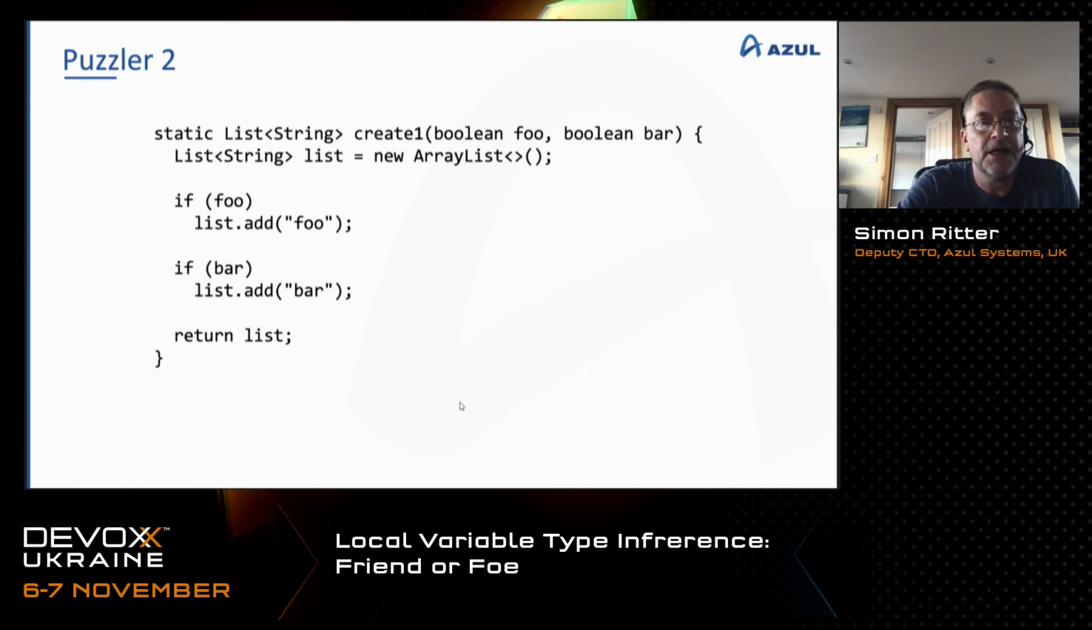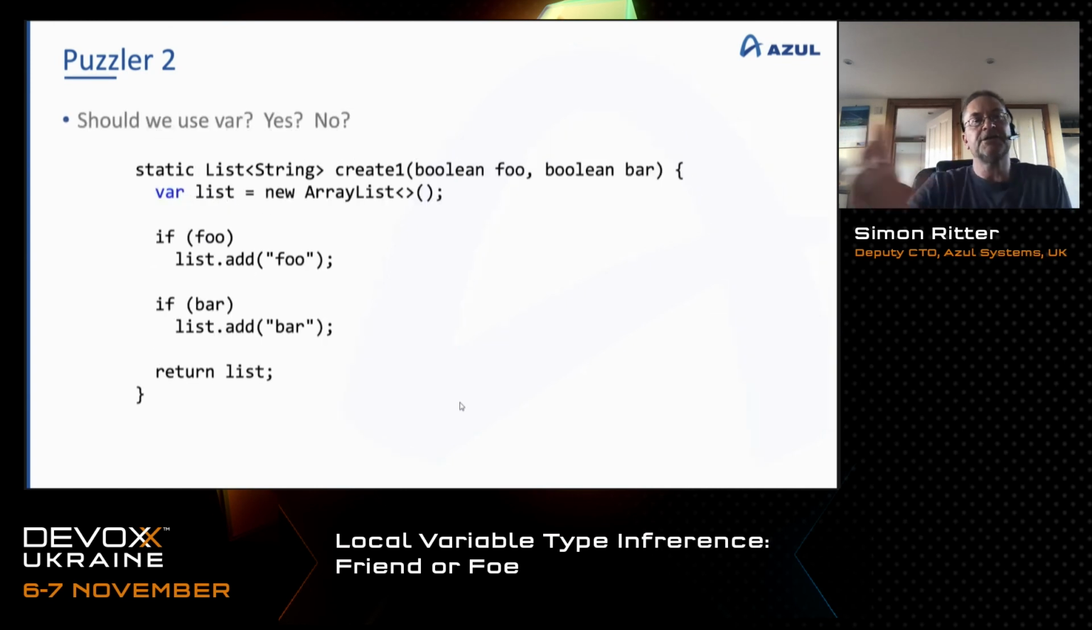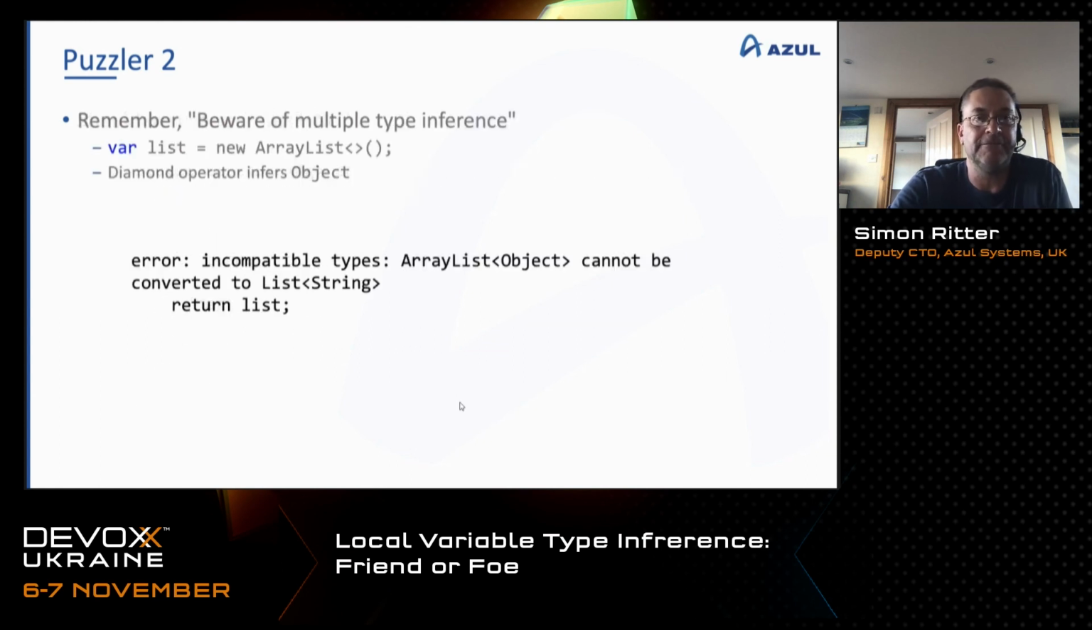Okay, all good. And what I could do is change that to use var. So now I'm saying var list, if foo add foo, if bar add bar, return list. So again, should we use var here? I'm hoping that from what I've said earlier in the presentation, if you're on the ball, you will have spotted that you shouldn't use var here.